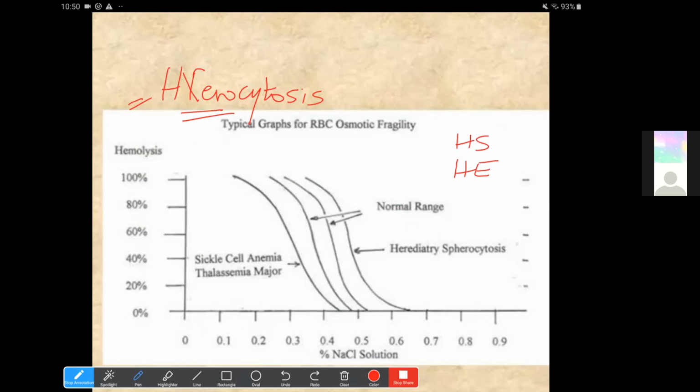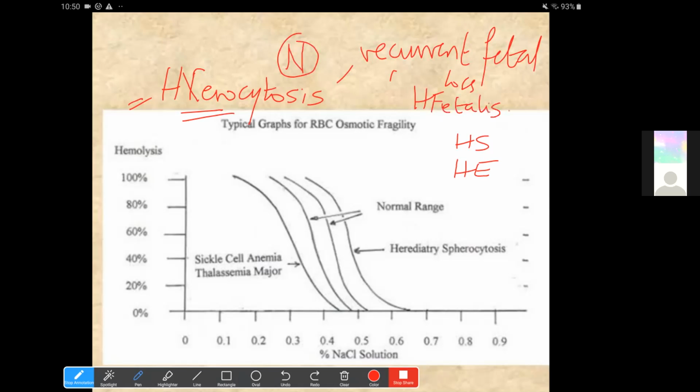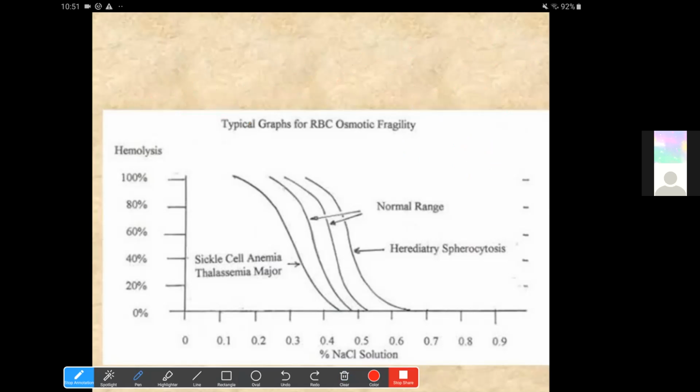and this will be characterized by recurrent fetal losses and hydrops fetalis, and also neonatal hepatitis. So mostly it will present very early. This xerocytosis will be so severe that it will present with recurrent fetal loss and hydrops fetalis, or even neonatal hepatitis. It will also show a familial pseudohyperkalemia.